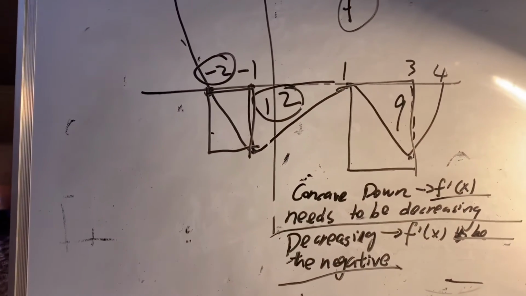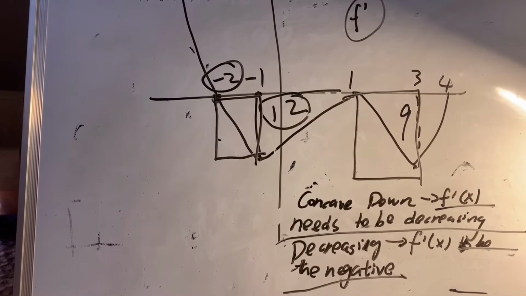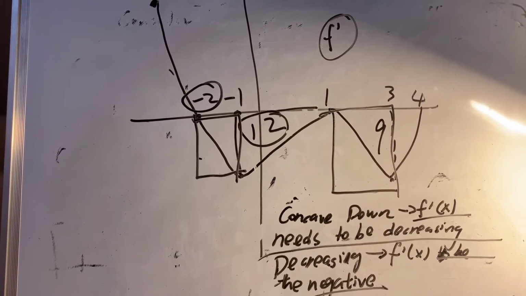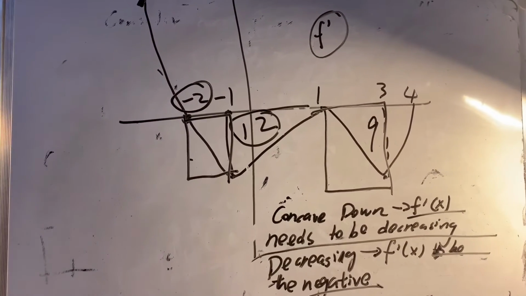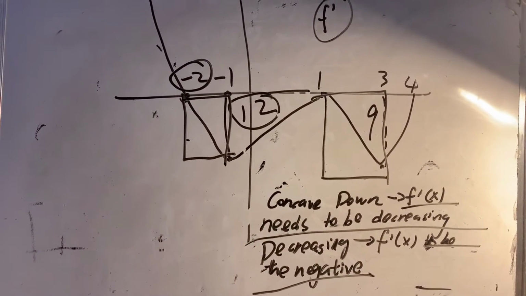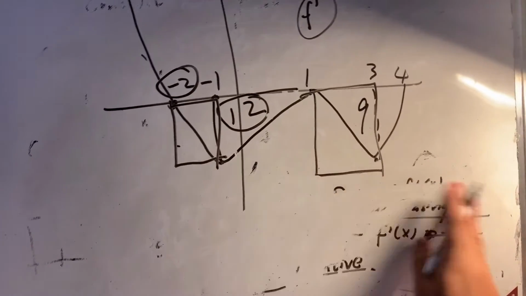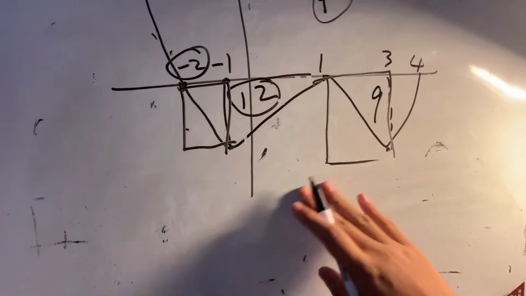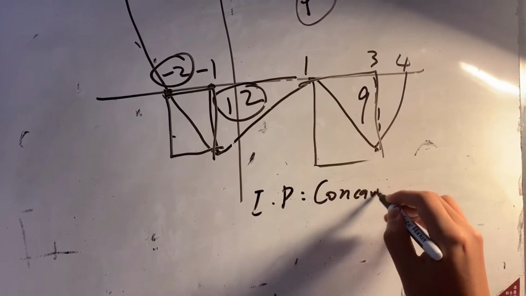Now let's look at the next problem. Find the x-coordinate of all points of inflection on the graph of f. Give a reason for your answer. So let's find the x-coordinate. As we all know, it needs to be the inflection points. The left part, the concavity changes for the inflection point. Point of inflection, concavity changes.